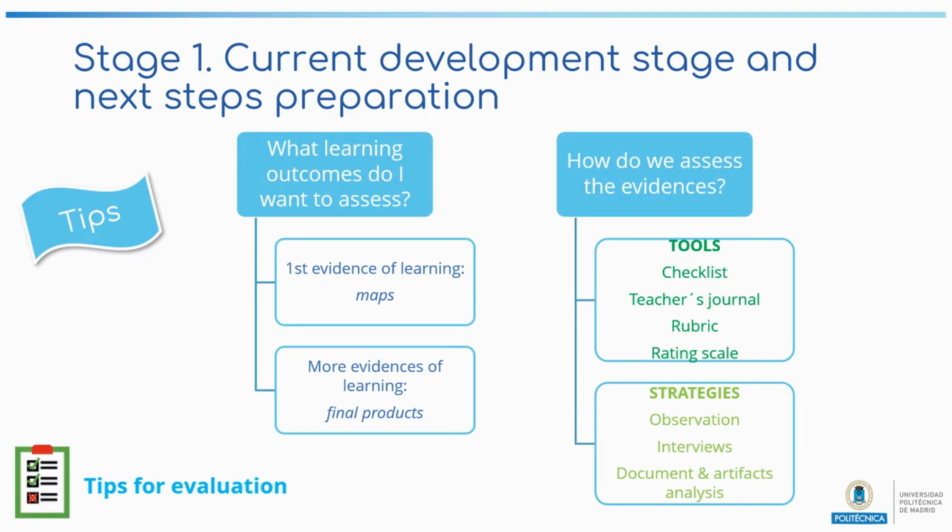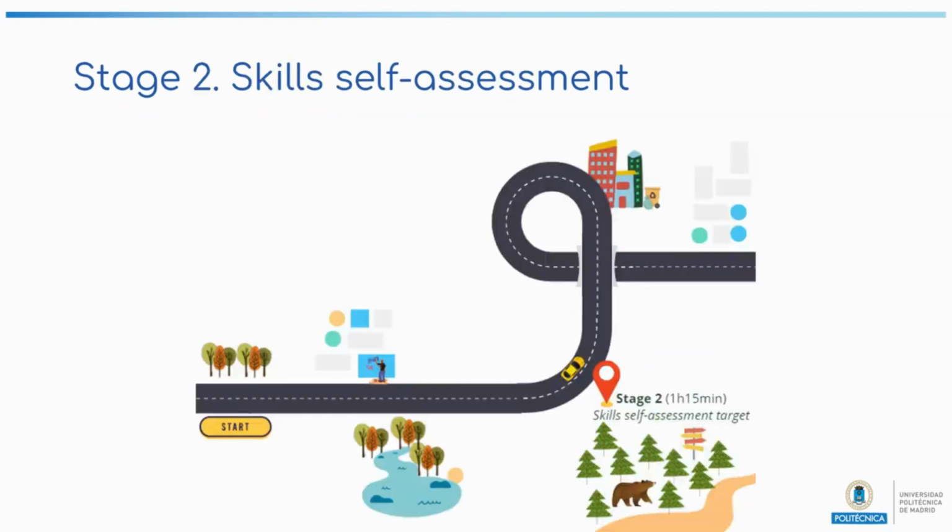You will also need to think of strategies used by the evaluator to systematically collect information about the object evaluated, such as observations, interviews, document and artifacts analysis, for example. We will move now to Stage 2. Stage 2 aims at reflecting on the skills that are being developed by the students with the project.